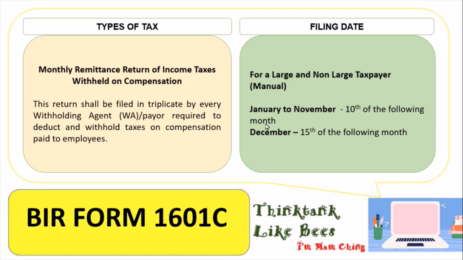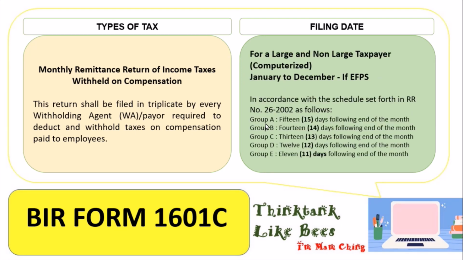When you are using manual filing, from January to November it should be the 10th of the following month. For example, if the computation of tax is for January, you need to pay it on February 10. For December, it is January 15 of the following month. For example, if the compensation is on December 30, the remittance of the withholding tax should be on January 15.